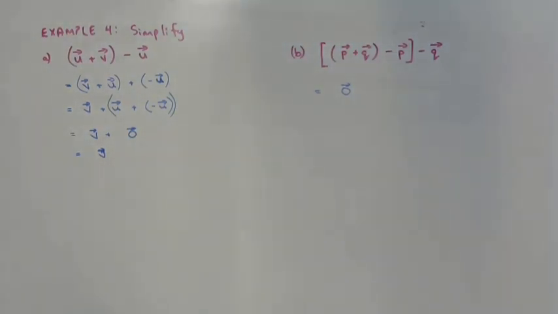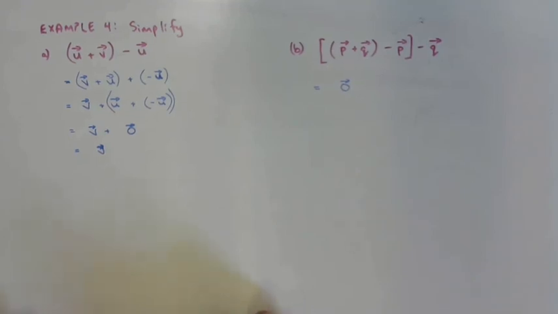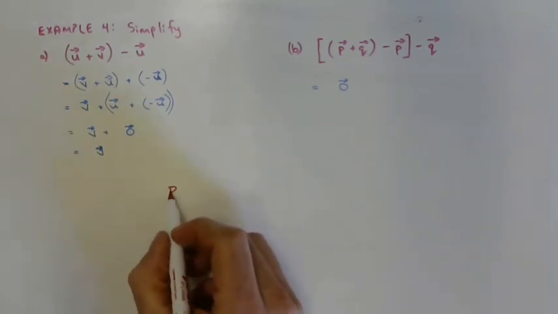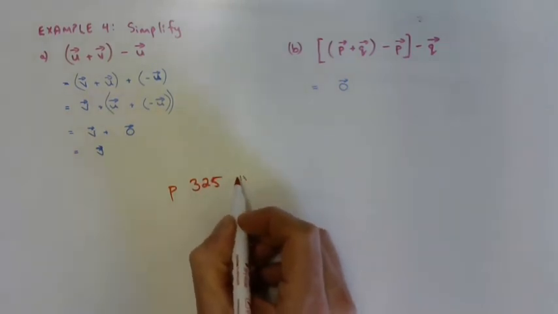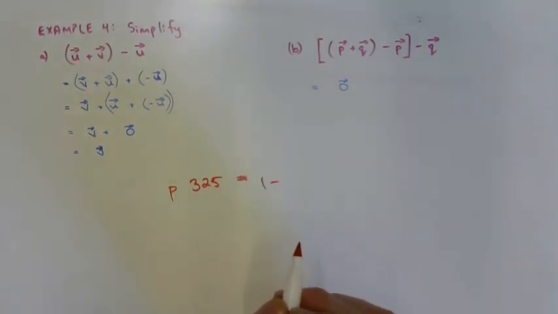All right, that was lesson 6.2, addition and subtraction of vectors, working with triangles, parallelograms, trigonometry, all that good stuff. Sine law, cosine law coming into play, and then just basic algebra for simplifying vector expressions. Practice problems you should be able to handle from page 325, number 1 through number 13.